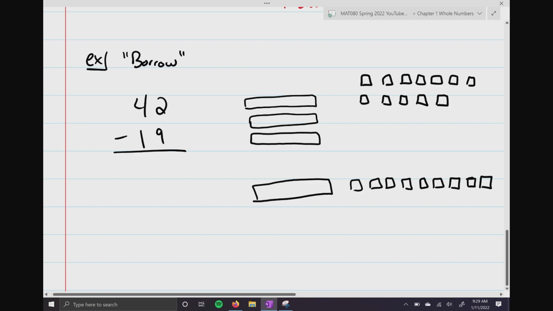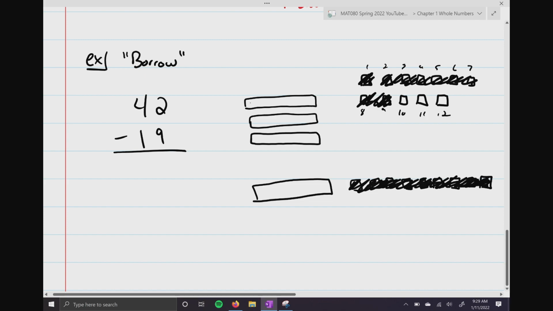See, now I have more blocks on the top than I do on the bottom. Now I can go ahead and take things away. So let's see here. I have a total of 1, 2, 3, 4, 5, 6, 7, 8, 9, 10, 11, 12 blocks up top and 9 blocks down below. So I'm going to scratch out 9 blocks up top. So let's scratch these 9 out, and then scratch all of them out down here because there was a total of 9.